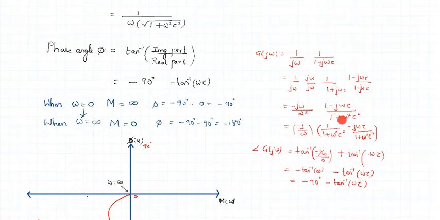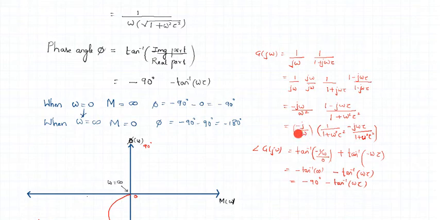The denominator here is in the a plus b, a minus b form, and we get a squared minus b squared, which turns out to be 1 plus omega squared tau squared. And from this second term, we have separated the real part and the imaginary part, and now we will find the phase of both these terms. So let us find the phase angle of the first term.